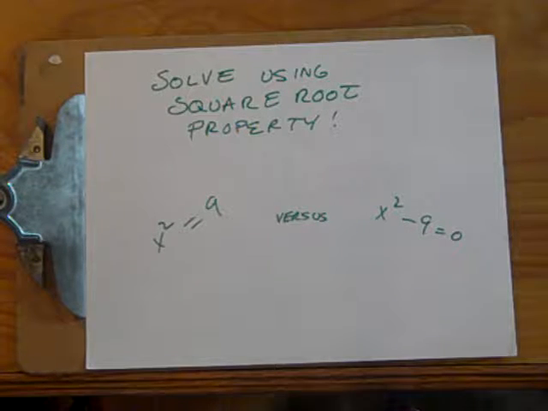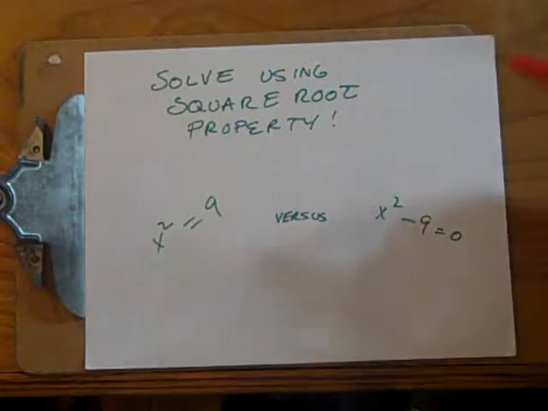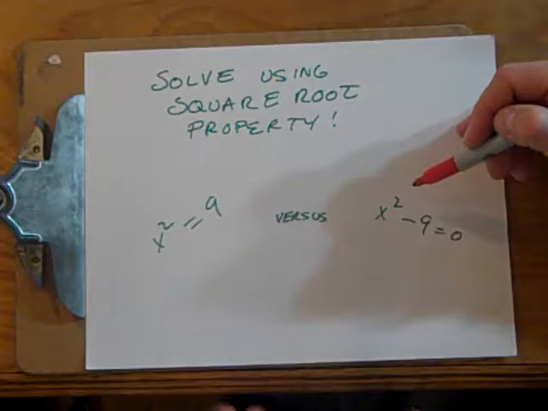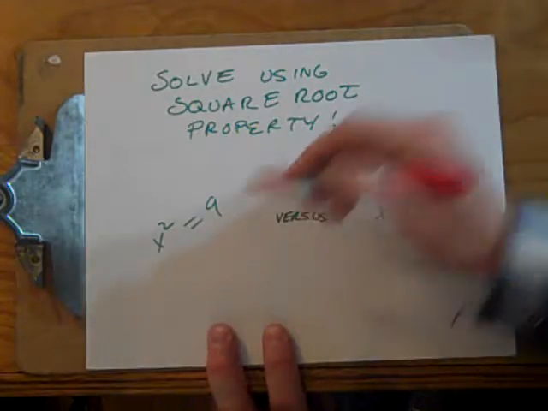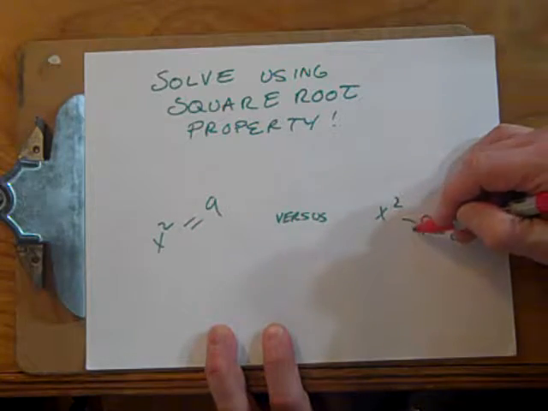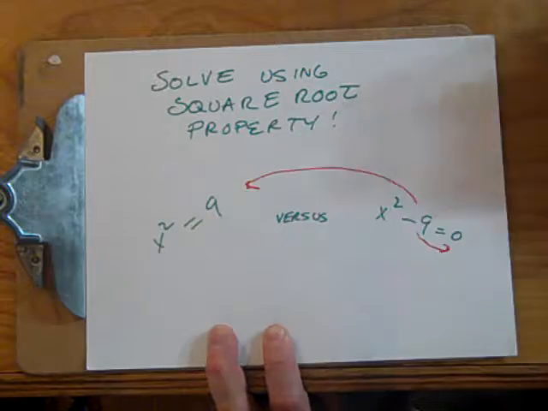Hello everyone. I want to take some time today to talk about solving by using the square root property. And again, I want to be clear that these two equations are the same. Again, our rule is what I do to one side, I can move the 9 to the opposite side, opposite sign, and make that equation. So you've got to see these as the same.